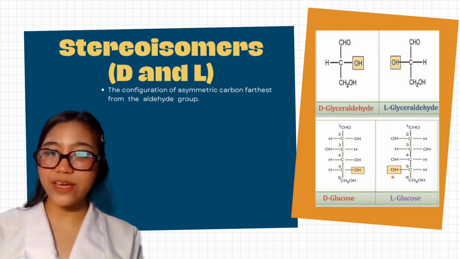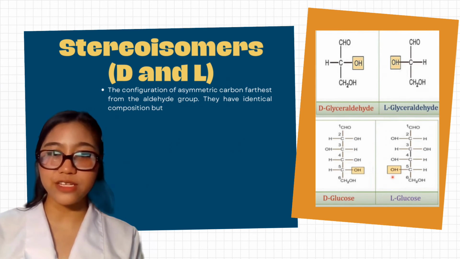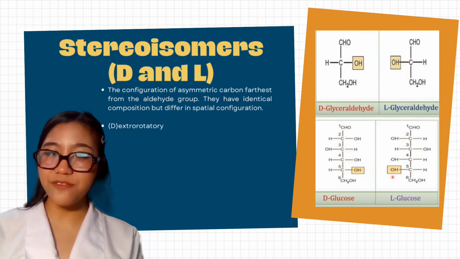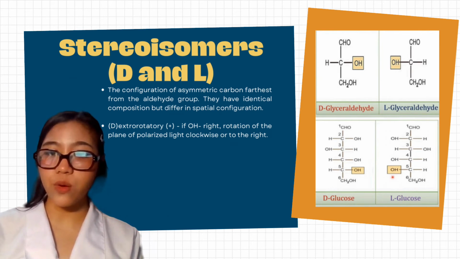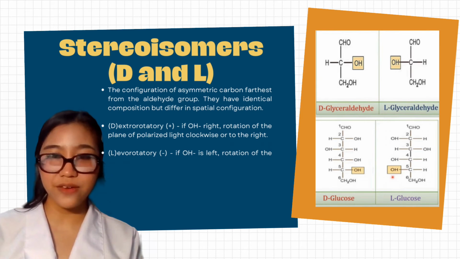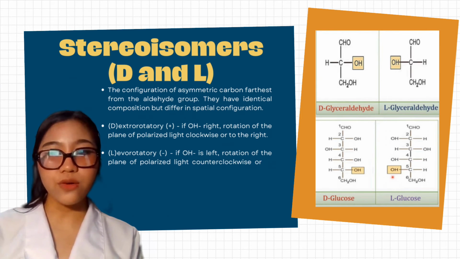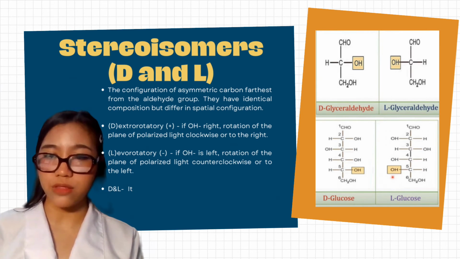These isomers have identical composition but differ in their spatial configuration, specifically at the asymmetric carbon farthest from the aldehyde group. For D sugars, if the hydroxyl OH group on this next to last carbon is on the right, it's a D form. For L sugars, the OH group on this carbon is on the left.